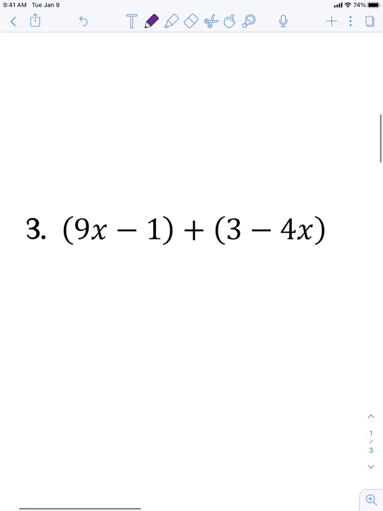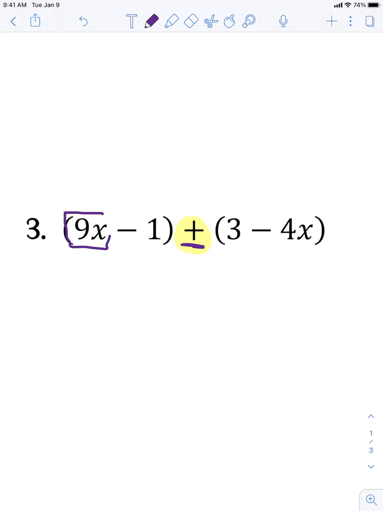Okay, looking at number 3, we have 9x minus 1 plus 3 minus 4x. So we're going to combine like terms. It's important to notice the sign in the middle. Okay, this is a plus sign. It tells us that we're adding these two expressions together. So we're going to add them.